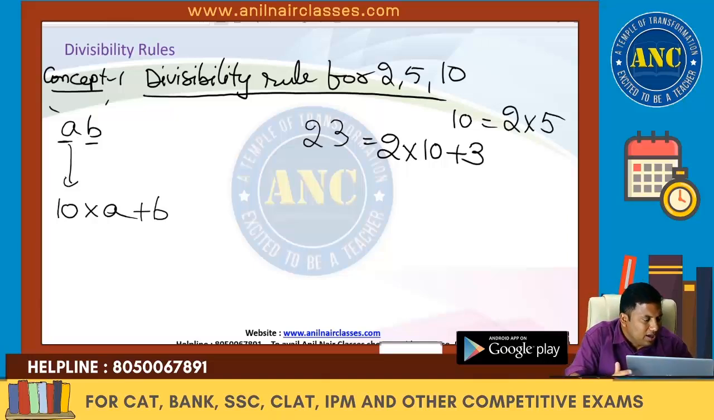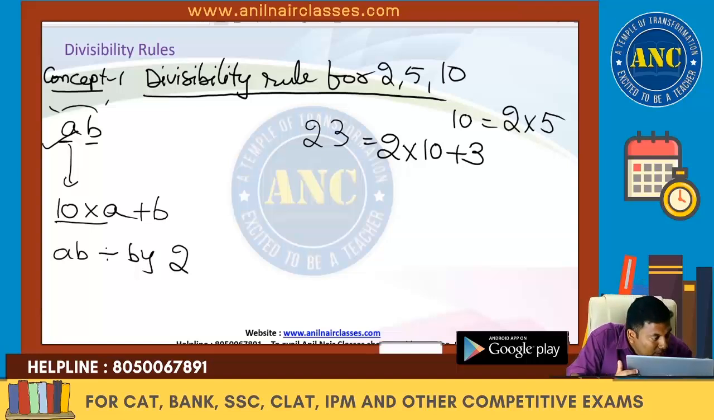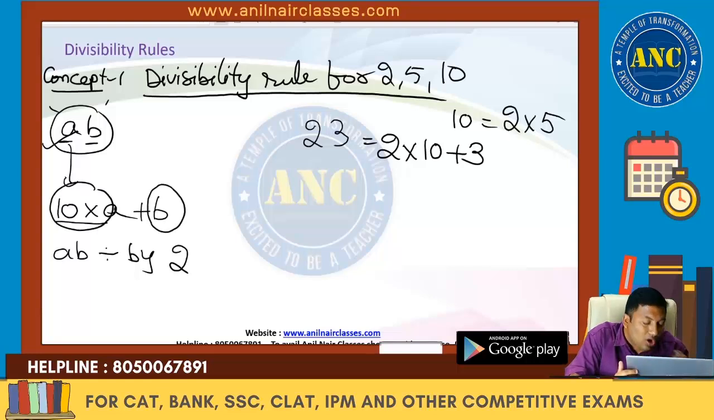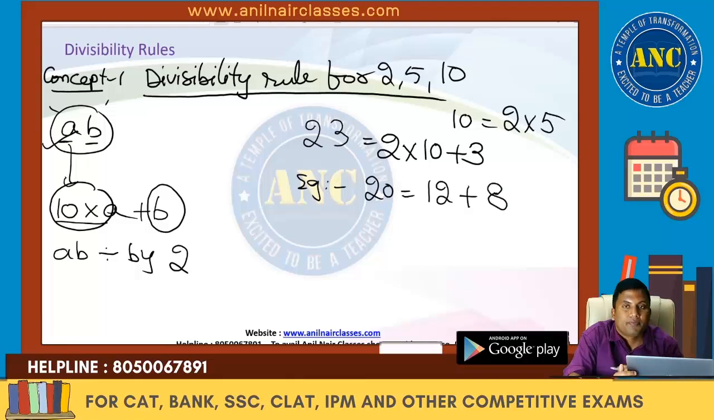Now 10A plus B. Suppose AB is divisible by 2. I said that this 2-digit number is divisible by 2. That means AB is divisible by 2. 10A, 10 is nothing but it is divisible by 2. This number is divisible by 2. Obviously, B should also be divisible by 2. Why? Because, for example, 20 is nothing but 12 plus 8. 20 is divisible by 2. 12 is divisible by 2. 8 should also be divisible by 2.